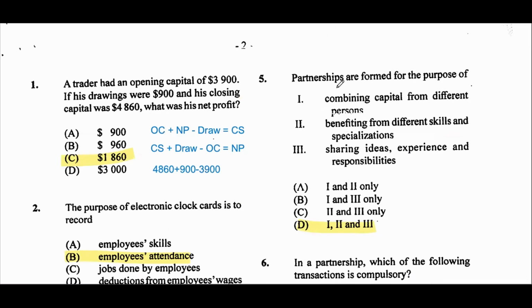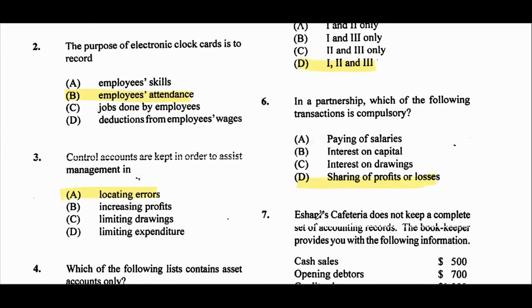Now, question 5. Partnerships are formed for the purpose of 1. Combining capital from different persons, yes. 2. Benefiting from different skills and specializations, of course. And 3. Sharing ideas, experiences, and responsibilities. Definitely correct. Answer should be D. Now, question 6. In a partnership, which of the following transactions is compulsory? Well, compulsory transactions will obviously be D, sharing of profits or losses.